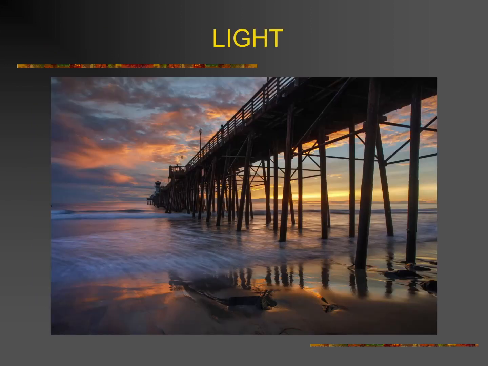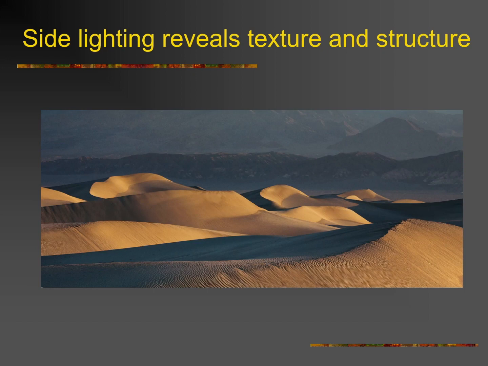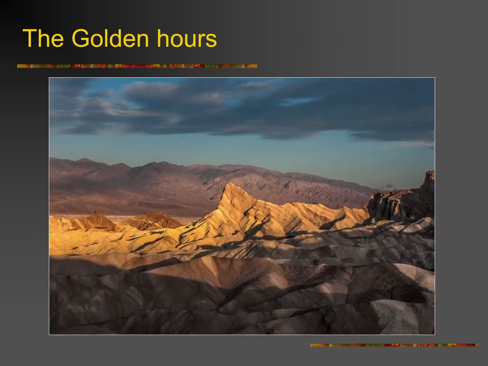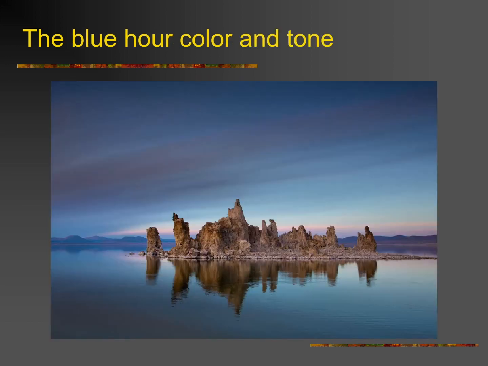Light can be your best friend or sometimes perceived as the enemy, and it's always one of the most important elements in any form of art. In this case, it was certainly my friend that evening at the Carlsbad Pier. Side lighting can reveal texture and structure, such as this image of the Mesquite Dunes in Death Valley. And rise and shine, the best landscape light usually occurs during the first couple of hours in the day, or stay for the last couple of hours late in the afternoon.